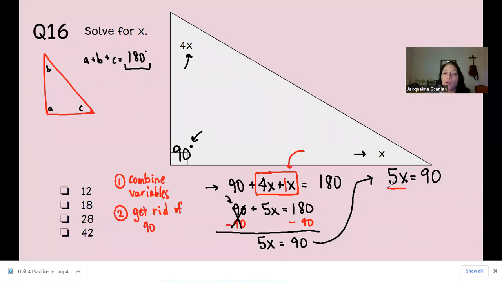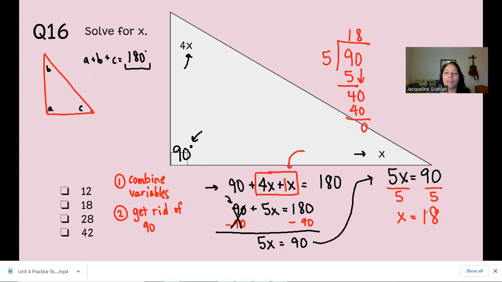I'm going to divide both sides by 5. So I'm going to do 90 divided by 5, which is 18. All right, if you want me to prove it, I would do 90 divided by 5. 5 goes into 9 one time, with 4 left over. Bring down the 0. 5 goes into 40 8 times. 8 times 5 is 40. So you can see that it went in 18 times.